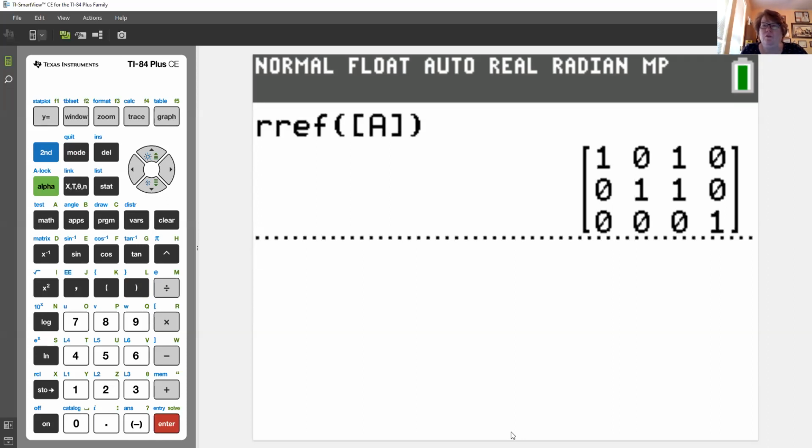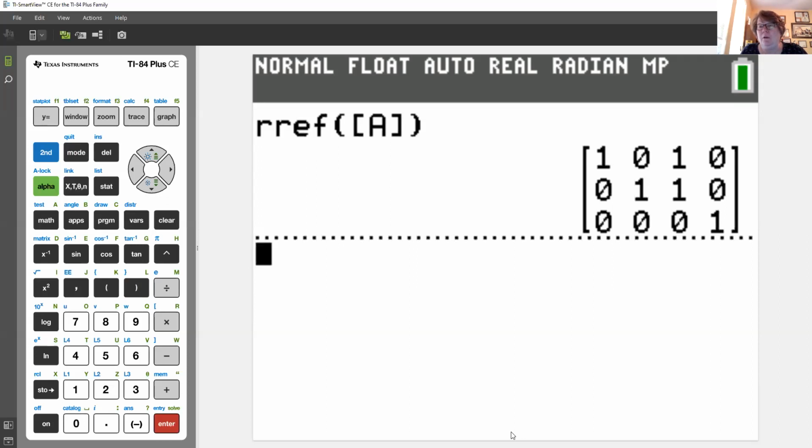The first row is 1, 0, 1, 0. The second row is 0, 1, 1, 0. So that should be a hint that something's wrong. Because if this were in reduced row echelon form, the second row should be 0, 1, 0. So I've got something going on.